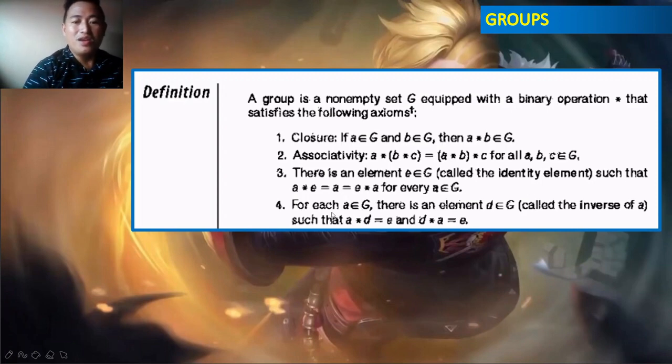Number 4, for each A element in G, there is an element D element in G called the inverse of A, such that A star D is equal to E and D star A is equal to E.